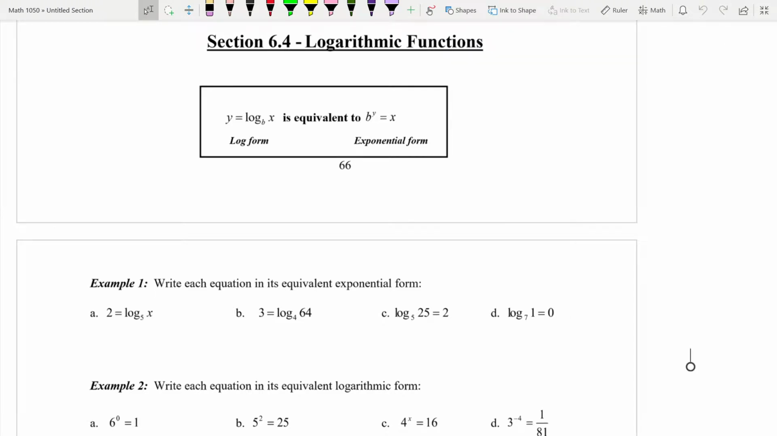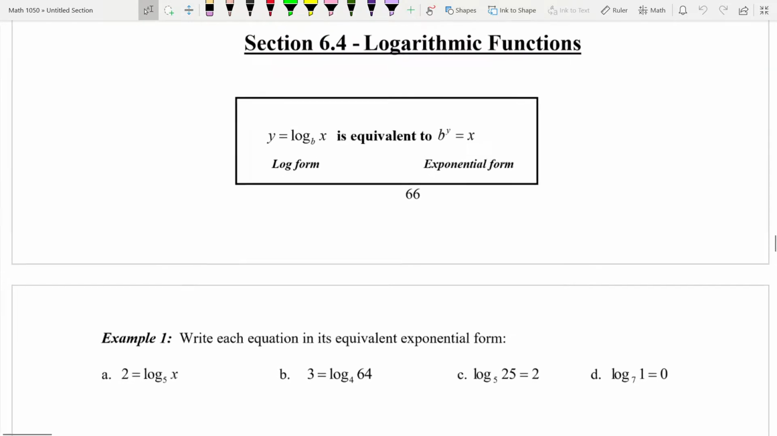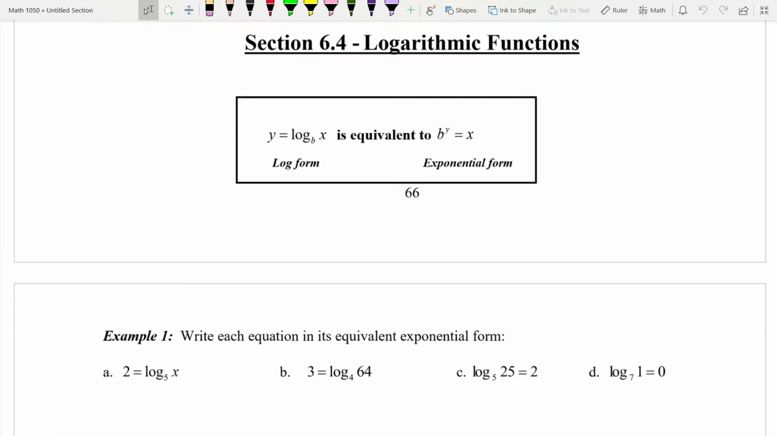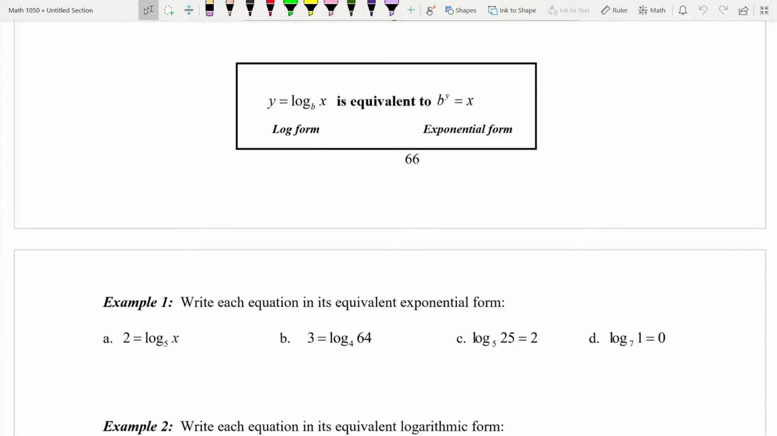All right, guys, so this is lesson 6-4, okay? Logs and exponentials are a big part of this class. We're going to be doing them for a while. So inside this box right here is how to convert, okay? So right up above that, let's write down the word convert. If you don't know how to convert from a log to an exponential, it's going to cause a lot of problems. So we've got to be really, really good at this, okay?